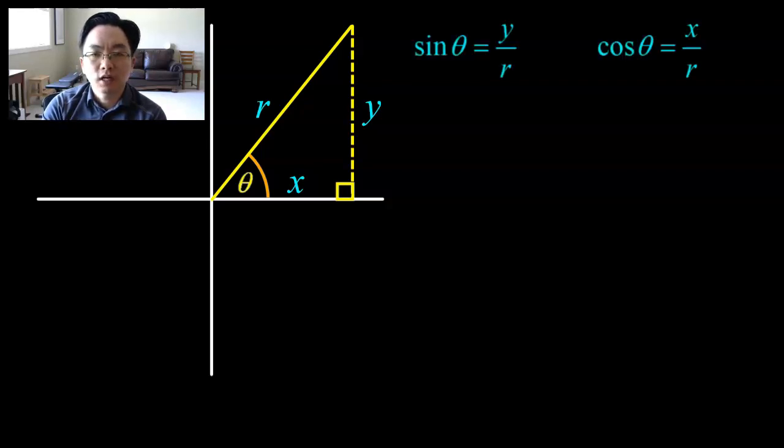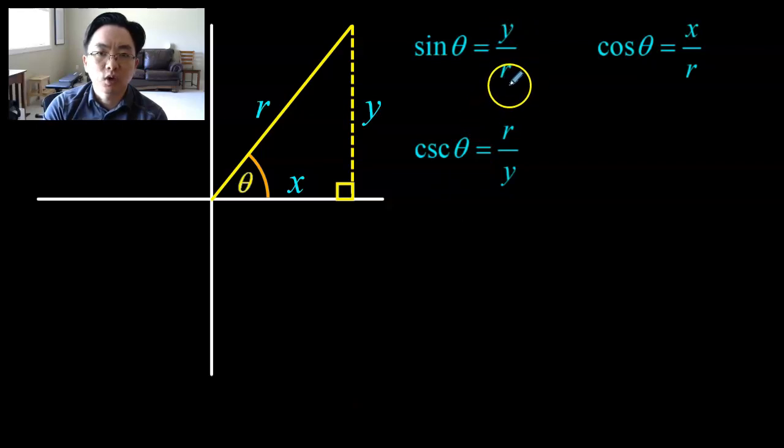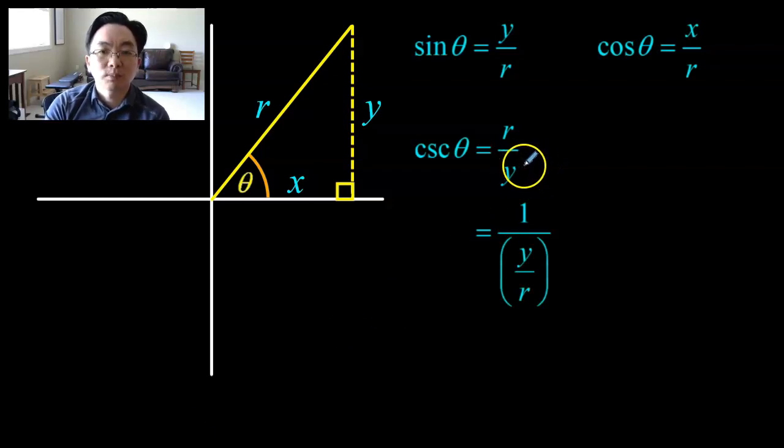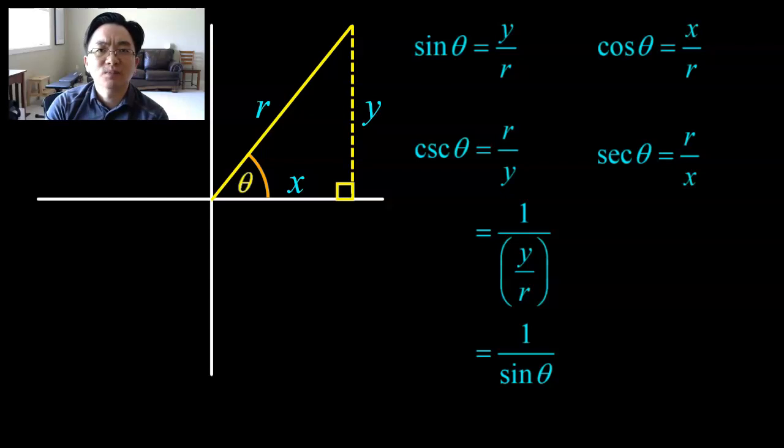Okay. From there, we know from standard right triangle trigonometry that sine is equal to y over r, so opposite over hypotenuse. Cosine is adjacent x over hypotenuse r. Okay, and then from there, the cosecant would be the reciprocal of sine. So if sine is y over r, then cosecant is r over y. We can also write the reciprocal of y over r as 1 over y over r. But of course, 1 over y over r is really the same thing as 1 over sine. Okay, so at the end of the day, cosecant is 1 over sine theta. I don't think that comes as a surprise.